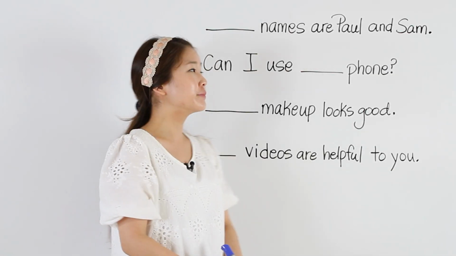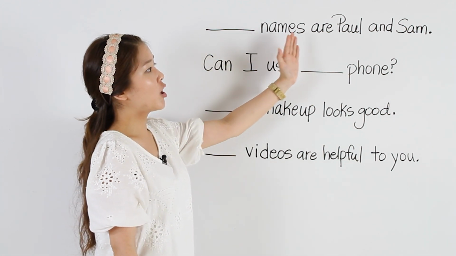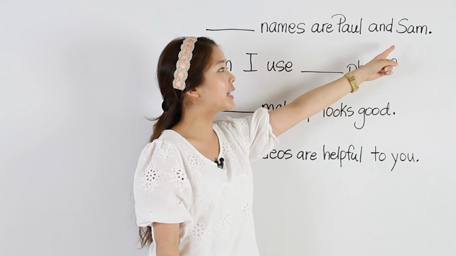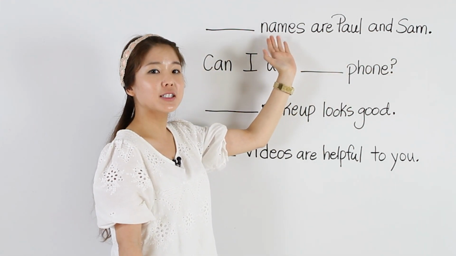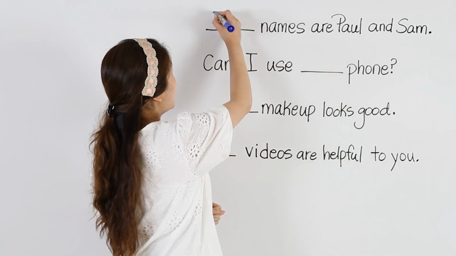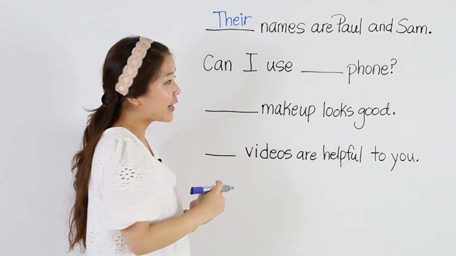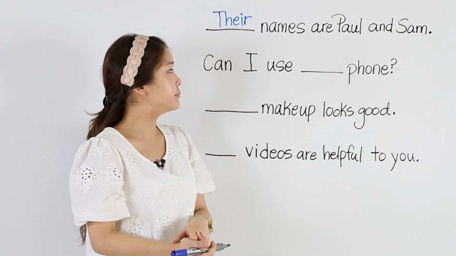Let's continue. Names are Paul and Sam. Okay, we have two people, Paul and Sam, and the plural names. So we have to say their. Their names are Paul and Sam.